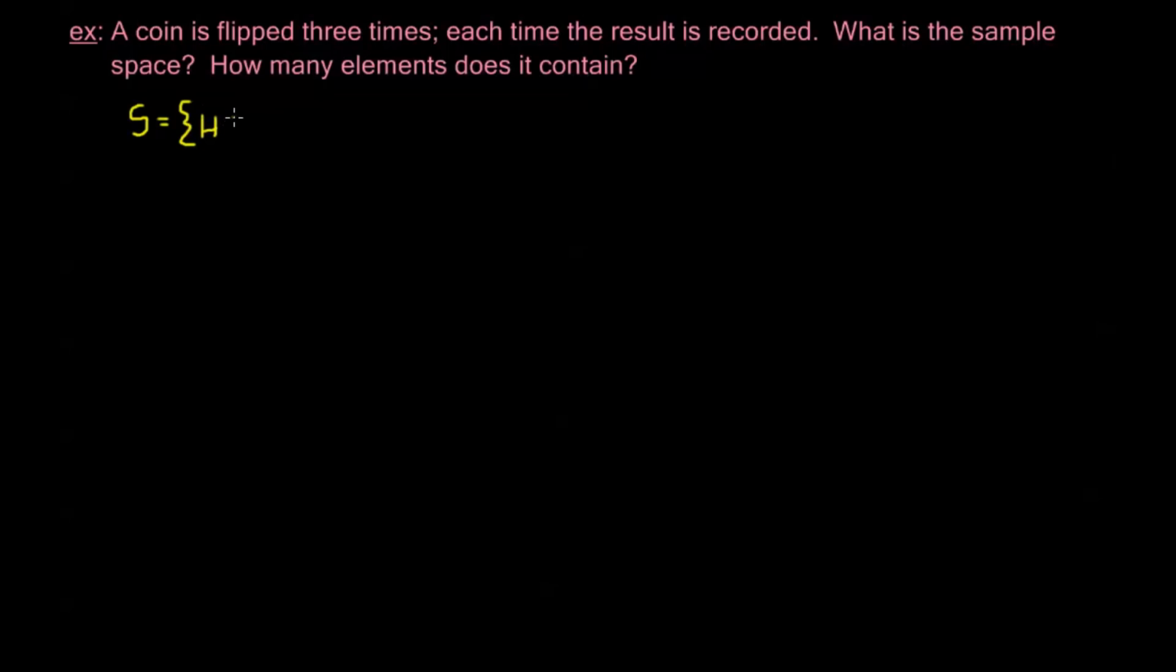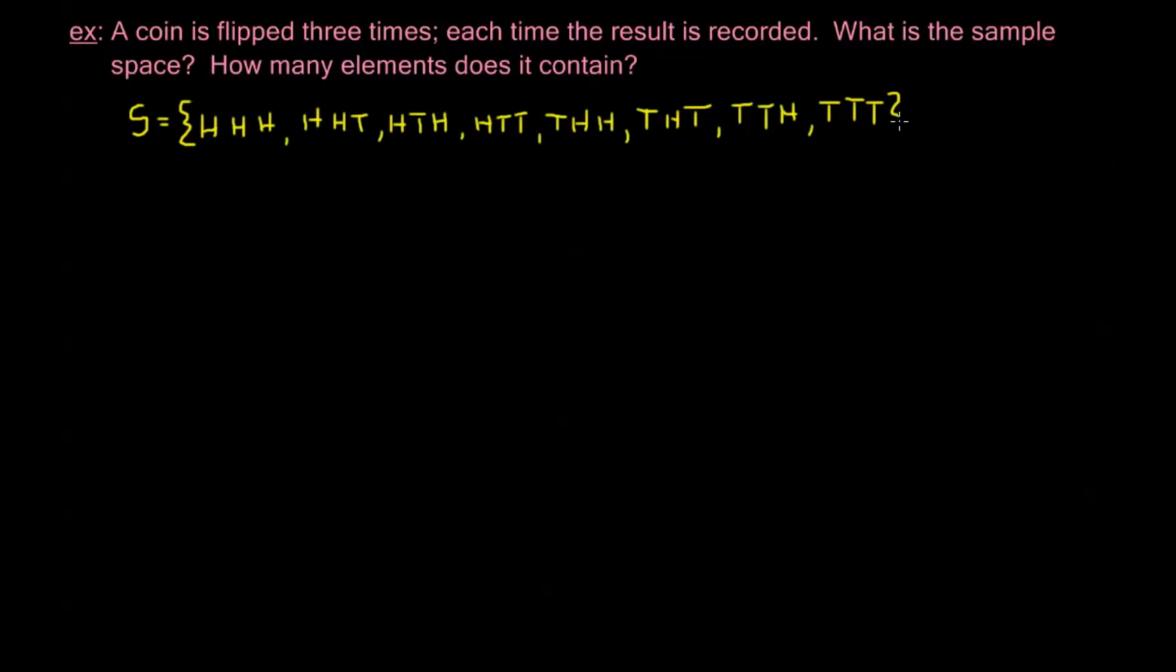So we could have heads, heads, heads. We could have heads, heads, tails. Could have heads, tails, heads. Could have heads, tails, tails. Could have tails, heads, heads. Tails, heads, tails. Tails, tails, heads. And we could have tails, tails, tails. Right, so it's very easy to see that the order of S is going to be equal to 8.